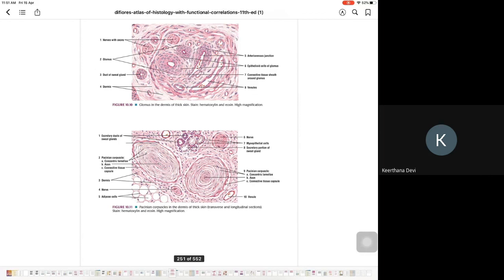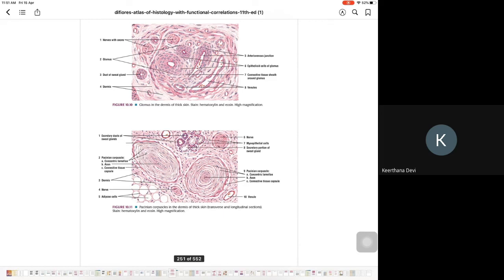10.10, glomus in the dermis of thick skin. Stain hematoxylin and eosin, high magnification. Number 1 is nerves with axons. 2 is glomus. 3 is ducts of the sweat gland. 4 is dermis. 5 is the arteriovenous junction. 6 is epithelioid cells of the glomus. 7 is connective tissue sheath around the glomus.